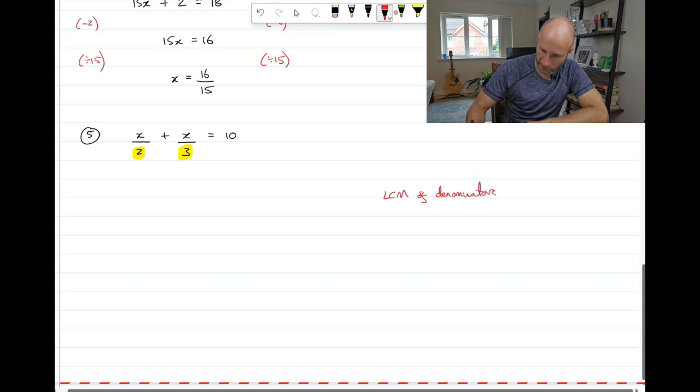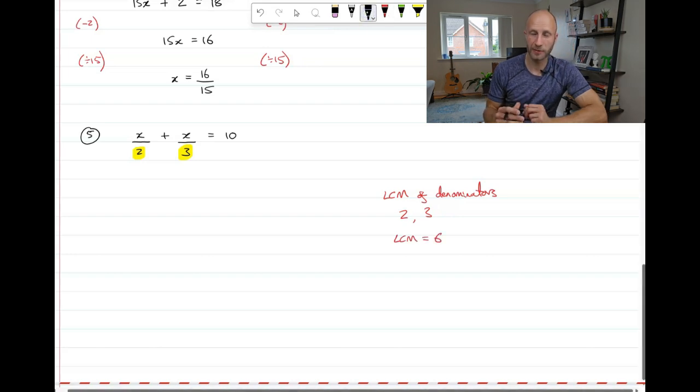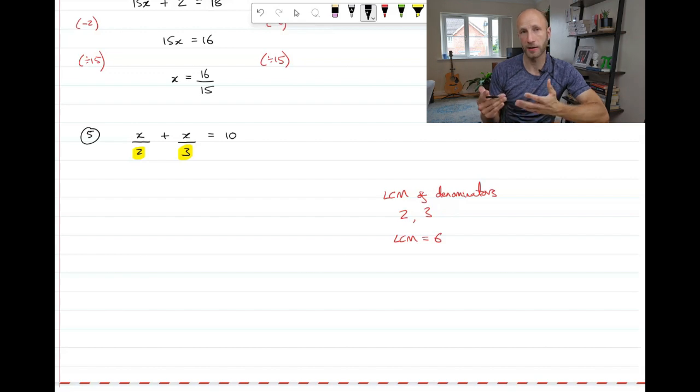Okay, the lowest common multiple, I've done a video on that. It's the smallest thing that both those numbers divide into. So the lowest common multiple of 2 and 3, hopefully you have realised quite quickly, is 6. So I can change both these fractions to have 6 on the denominator, and then I can multiply it by 6, and that's the technique I'm going to use for these.